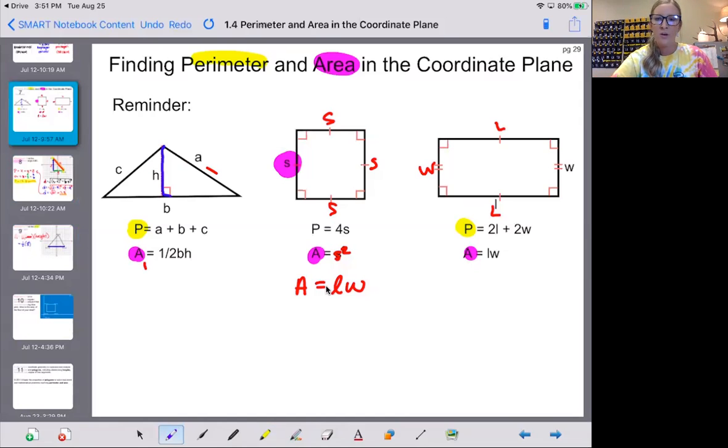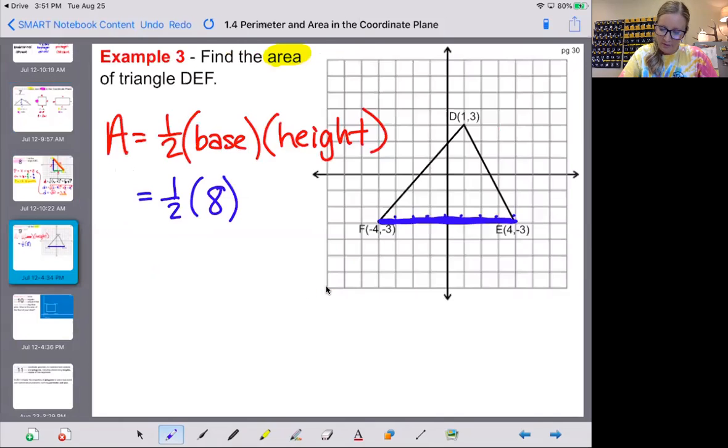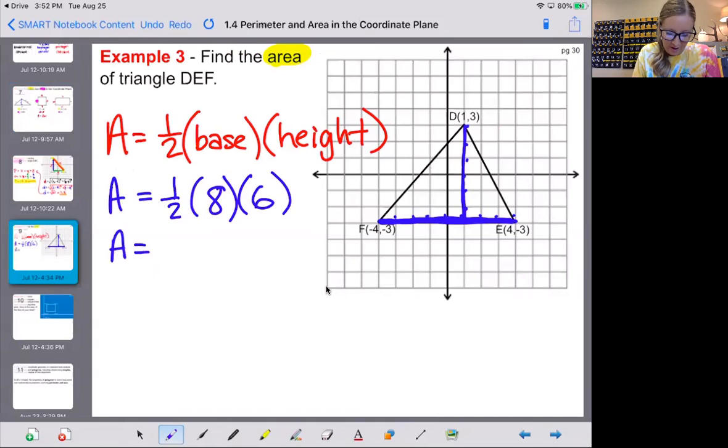So in this picture that we had, you'll see that the height is right here, straight up and down. And if we count that, it is 1, 2, 3, 4, 5, 6 units. Okay. And you've already got your calculator out, so if you'd like to use it, you can. I'm going to do this one in my head. 1/2 times 8, or half of 8, is 4. 4 times 6 is 24 units squared. So remember, area is units squared. Perimeter is just regular units.